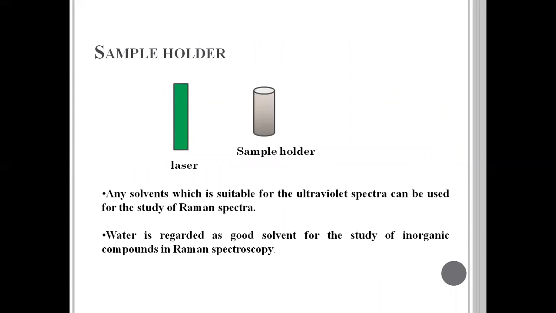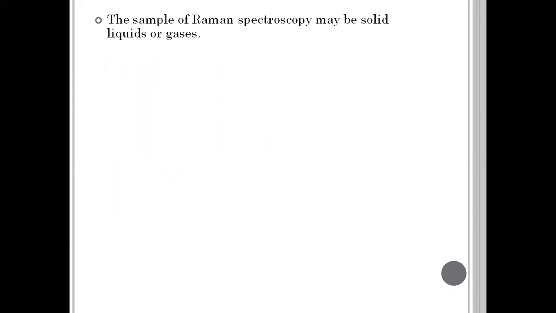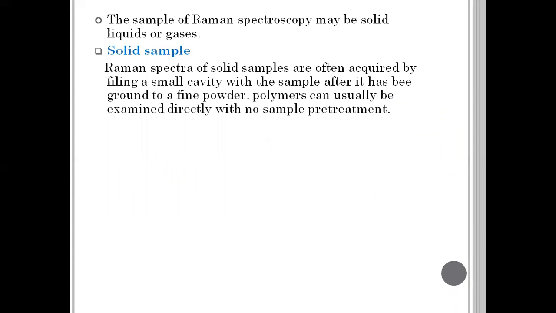Sample holder. Any solvent which is suitable for ultraviolet spectra can be used for the study of Raman spectra. Water is regarded as a good solvent for the study of inorganic compounds in Raman spectroscopy, and in this way the laser passes through the sample holder. The sample in Raman spectroscopy may be solid, liquid, or gas. Solid samples: Raman spectra of solid samples are often acquired by filling a small cavity with the sample after it has been ground to a fine powder. Polymers can usually be examined directly with no sample pre-treatment.